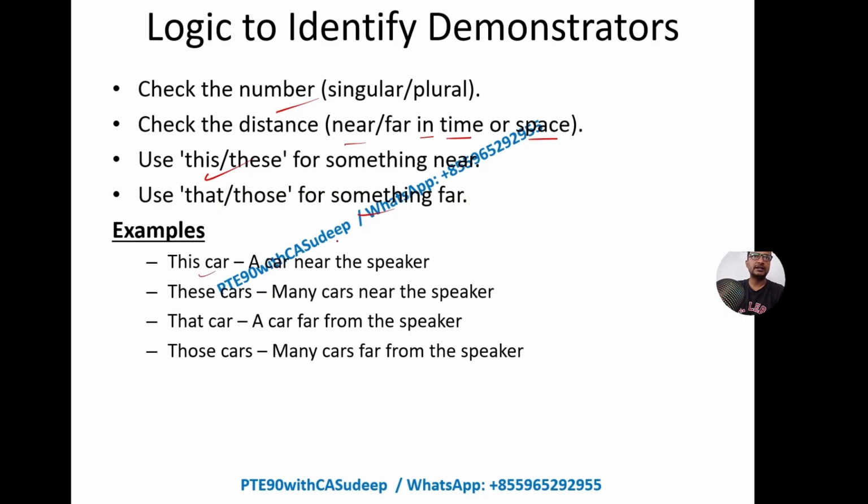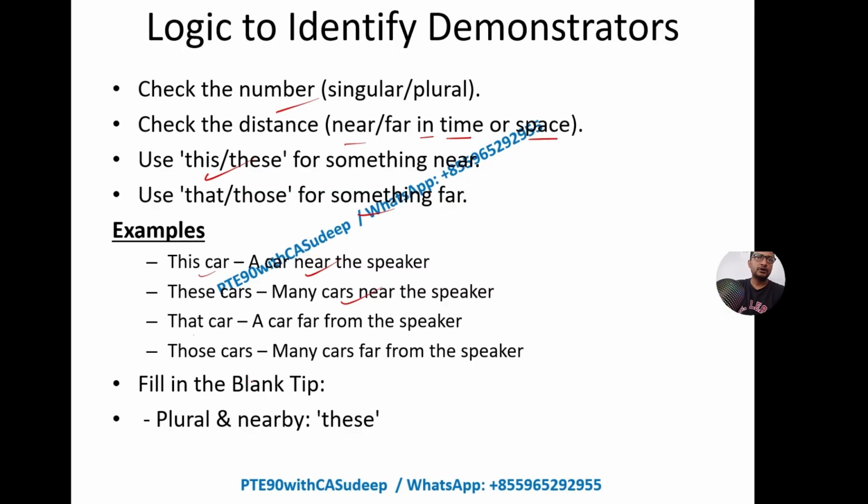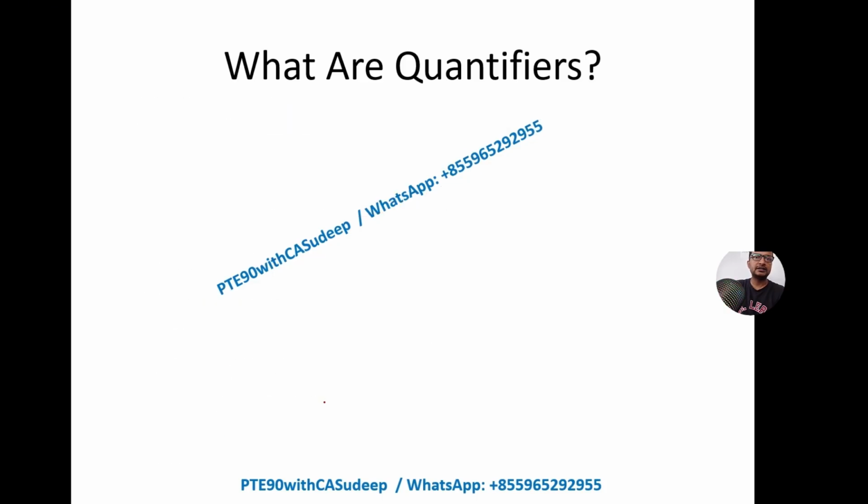For example, this car, a car near to the speaker. These cars, many cars near to the speaker. That car, a car far from the speaker. You remember the diagram that we just learned before, then it will help you to remember and memorize it. So fill in the blank step: plural and nearby, these; singular and distance, that. I think we already know.